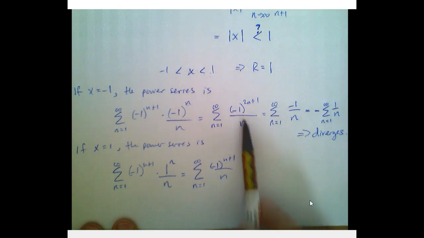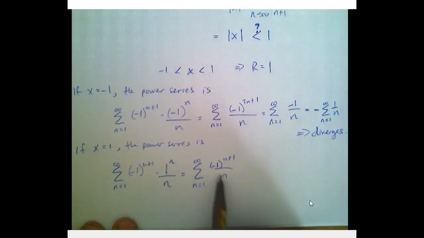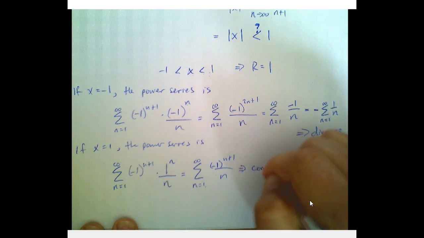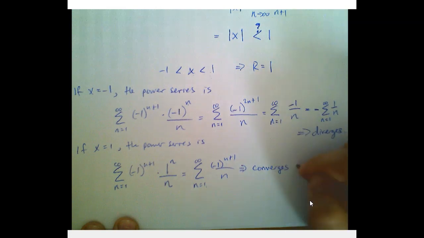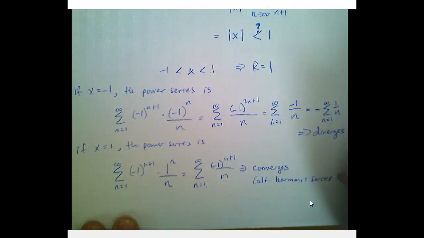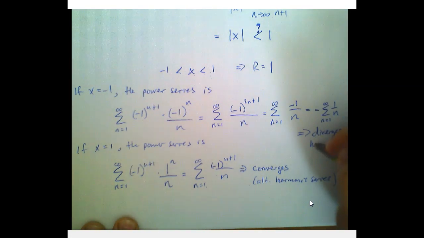Now if we take a look here, notice that this is a little different. Now we do have alternation, right? When n is 1, we get the square, so that'll be positive. When n is 2, we'll get a third power, so that'll be negative. This is the alternating harmonic series. We've already seen that this converges. Converges, it's the alternating harmonic series. This is just the opposite of the harmonic series.